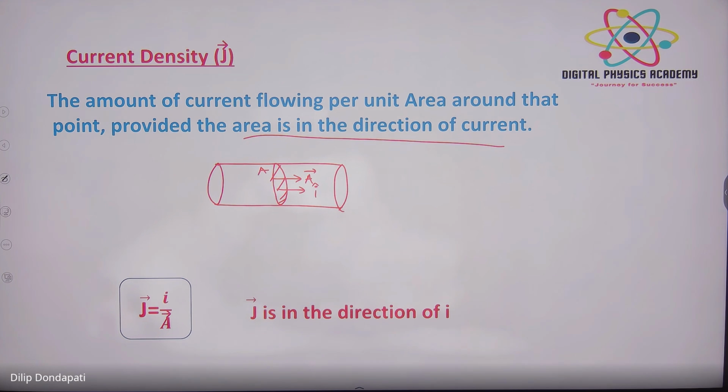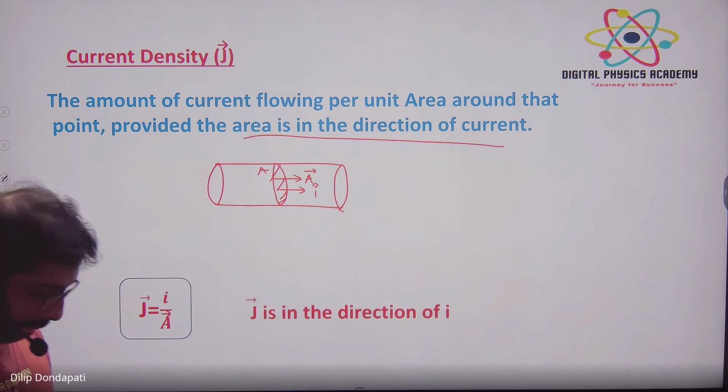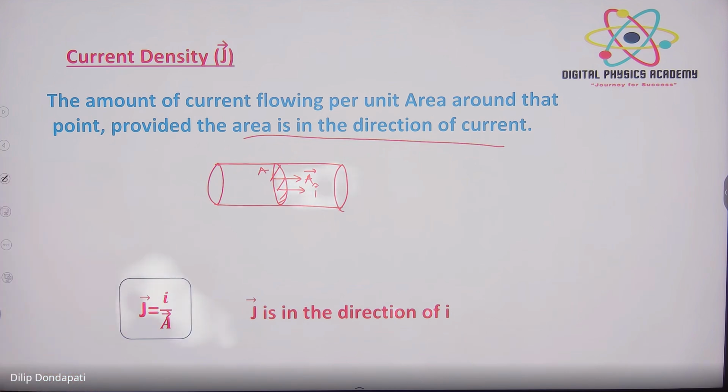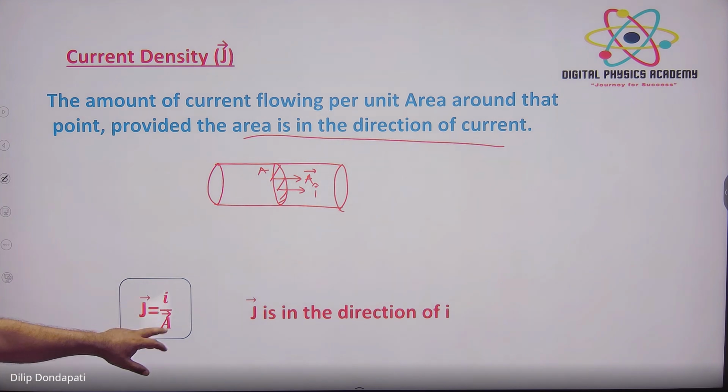So the area should be in the direction of current. And its units are ampere per meter square. Current per unit area, ampere per meter square.